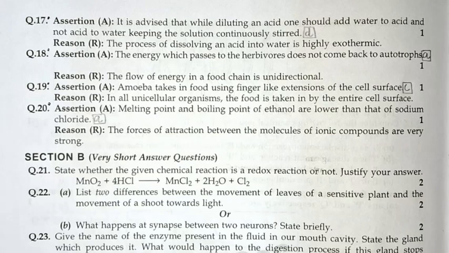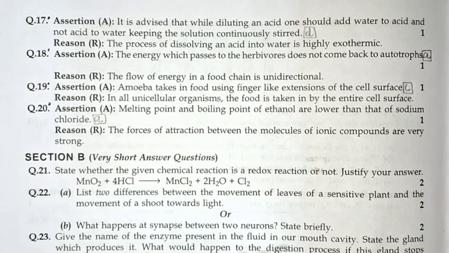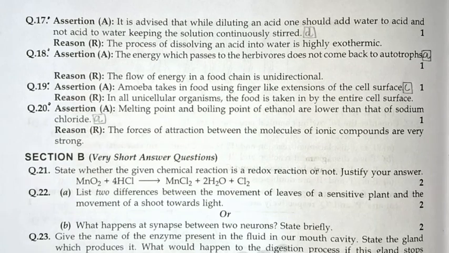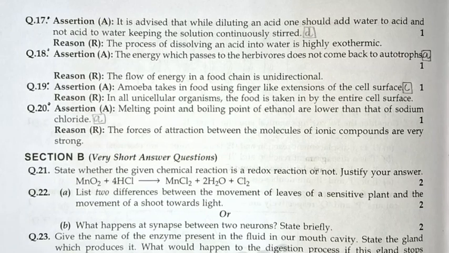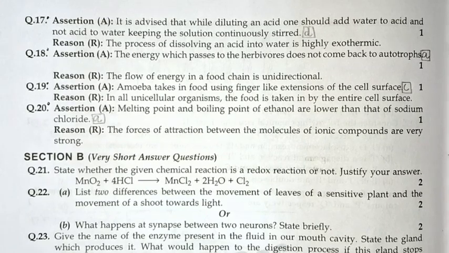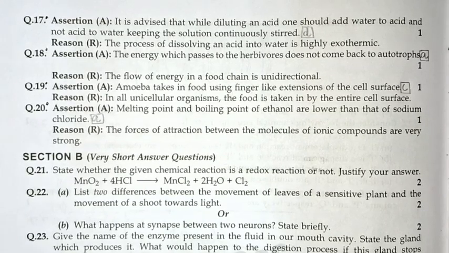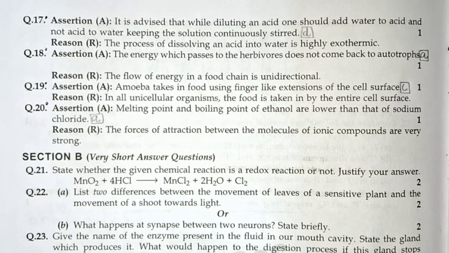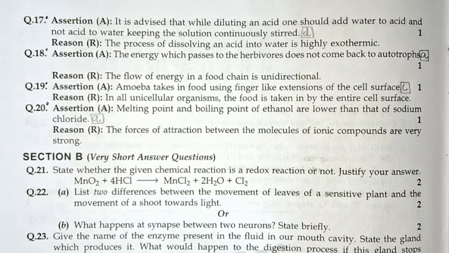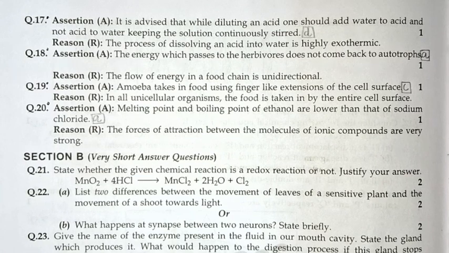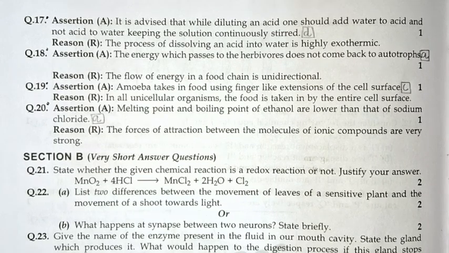Question number 21. State whether the given chemical reaction is a redox reaction or not. Justify your answer. MnO2 plus HCl gives MnCl2 plus 2H2O plus Cl2. Question number 22. Part A. List two differences between the movement of leaves of a sensitive plant and the movement of shoot towards light. Or Part B. What happens at synapse between two neurons? State briefly.